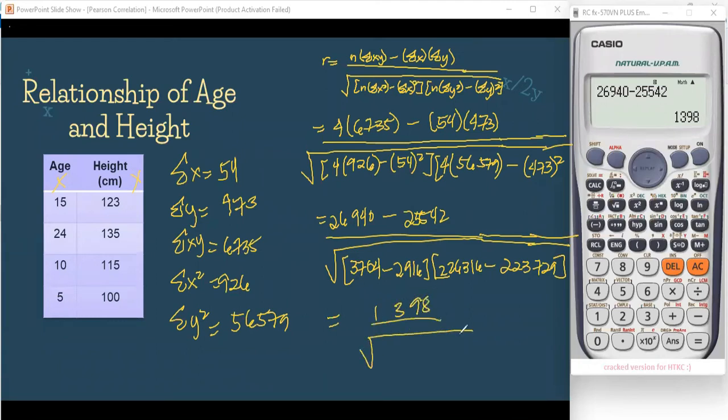All over the square root of, so 3,704 minus 2,916, that is 788, times 226,316 minus 223,729, that is equal to 2,587.